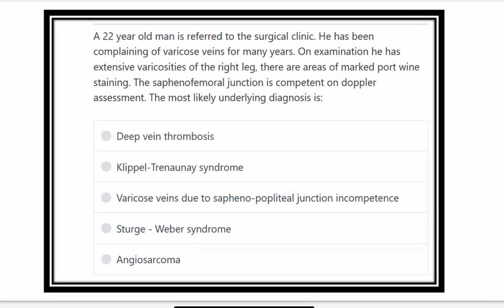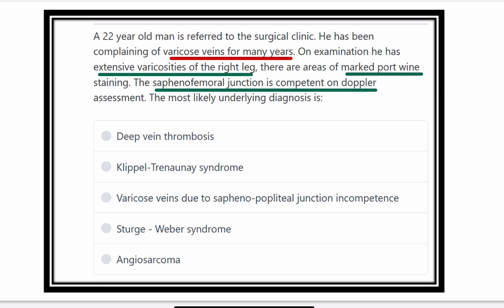A 22-year-old man is referred to surgical clinic. He has been complaining of varicose vein for many years. On examination, he has extensive varicosities of the right leg. There are areas of marked port wine staining. The saphenofemoral junction is competent on Doppler assessment. What is the most likely underlying cause?